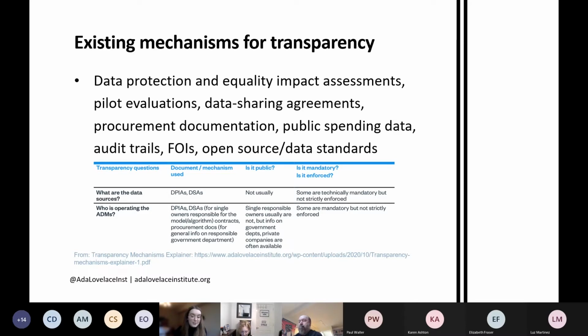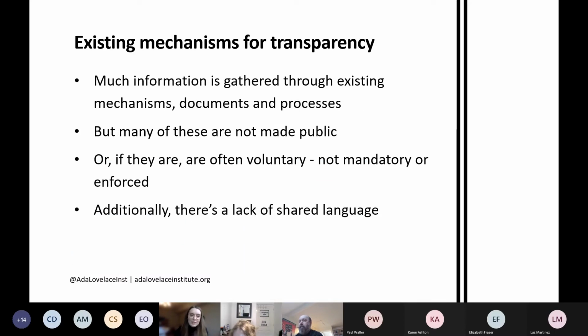Now, if you are really interested in getting into the nitty-gritty of this, there is a much longer version of this tiny snippet of a table that I've screenshotted in this slide, in a full transparency mechanisms explainer that's available on our site. It drills down, for each of the existing mechanisms, into what kind of questions they can allow us to answer about these systems, and whether they are already in the public domain. Are they mandatory or enforced? What we find is that many of those existing mechanisms gather a lot of the information that we might seek to know, but a lot of them aren't made public, or if they are, they're often voluntary, and either not mandatory or, if mandatory, not very strictly enforced.